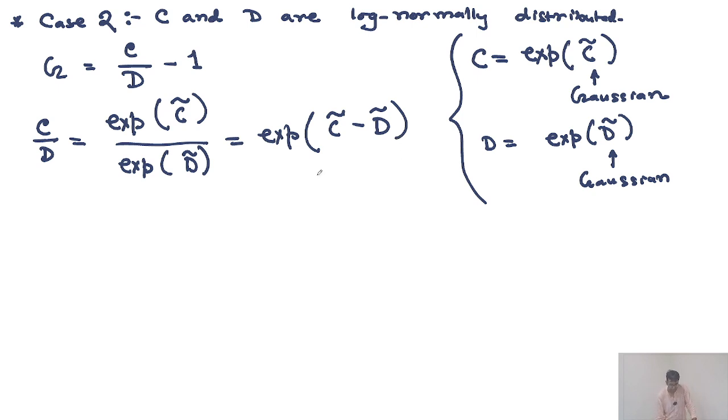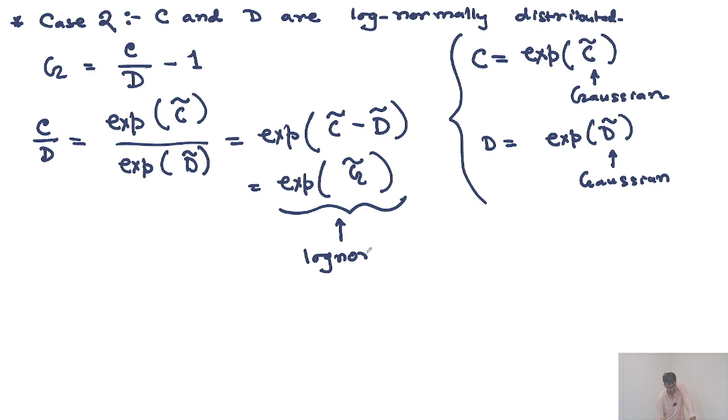Okay. So this is equal to exponential of G tilde. Okay. Which means this whole thing is log normally distributed. Okay, this whole thing is log normally distributed.